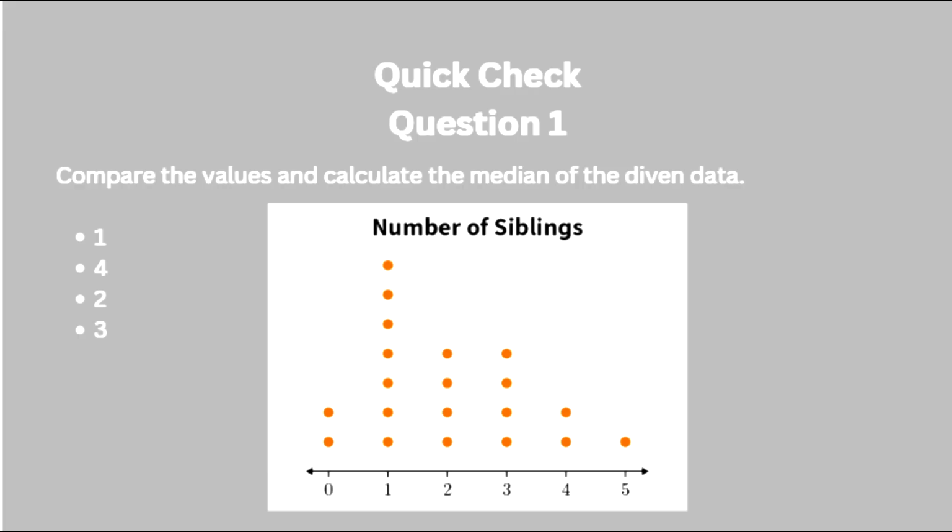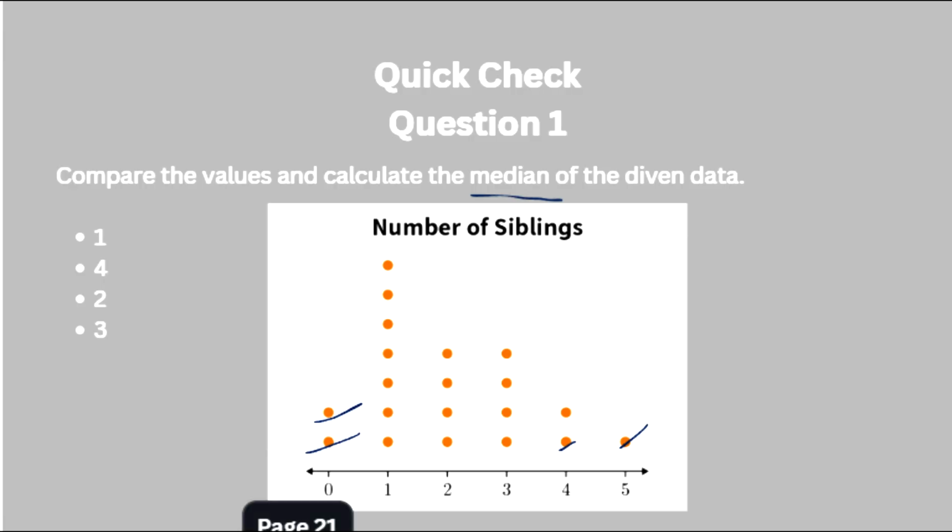Here's quick check question number 1. I will not give you the answers to the quick checks, but I will tell you how to find them. So compare the values and calculate the median of the given data. The median is the easy one. You're just going to find the middle number. So you're going to count how many dots there are, divide it in 2 and find that number, or you can just go through and get rid of 1, get rid of 1, get rid of 1, get rid of 1, whichever way your brain works better. All right, just find that center number.